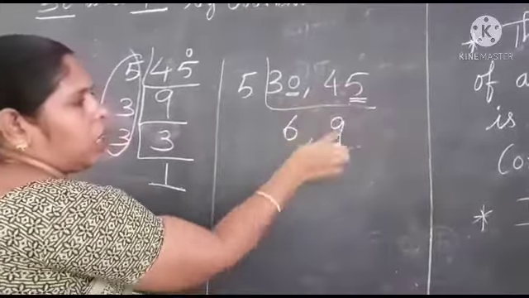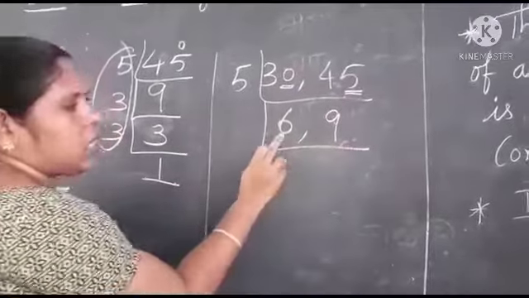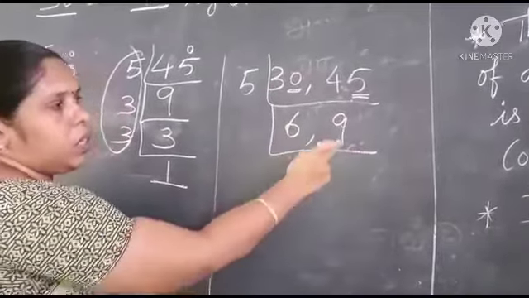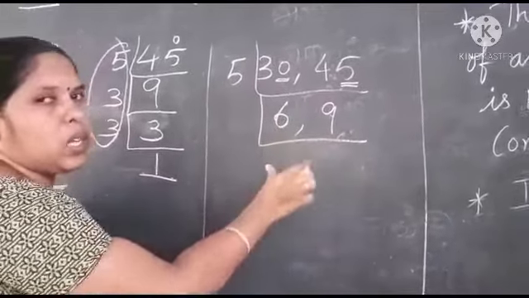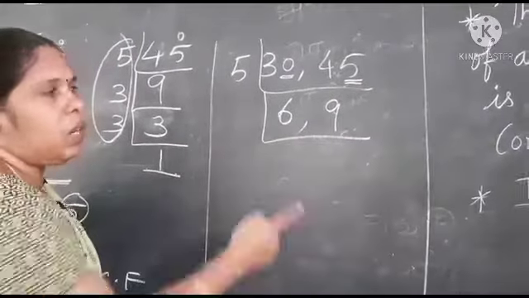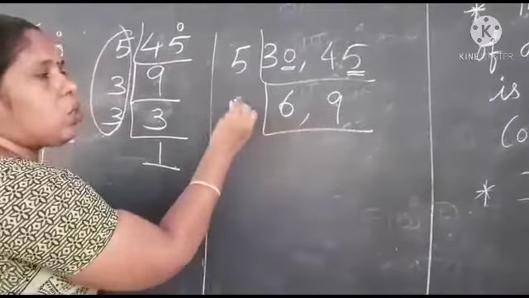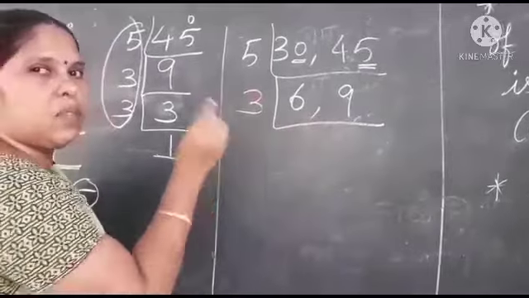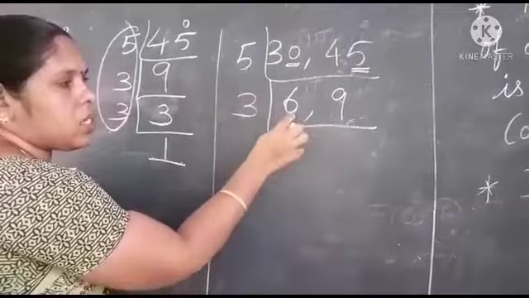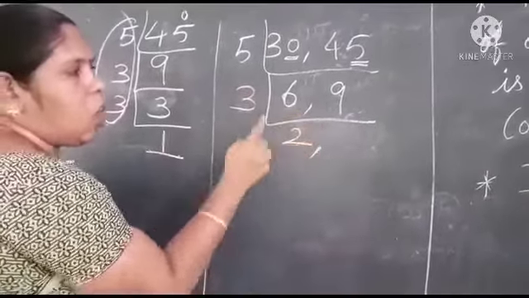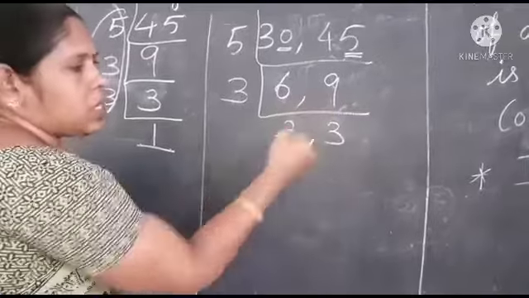Next, see children, this is an even number, this is an odd number, but both the numbers are divisible by 3. You know the 3 table. 3 2's are 6, 3 3's are 9. So 3 is a factor. You must take the 3 as a factor. Next, how many 3's are in 6? 2 3's are 6. And then how many 3's are in 9? 3 3's are 9.